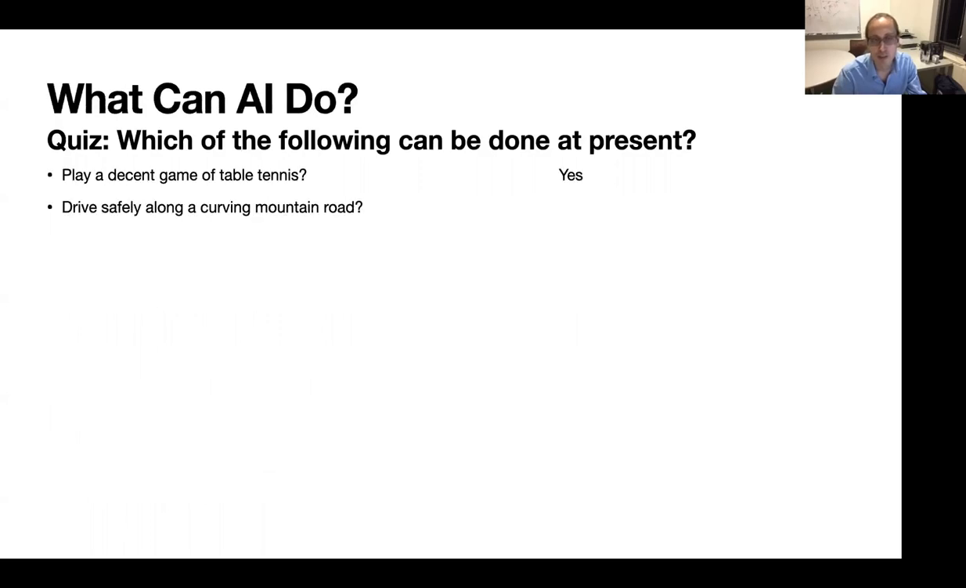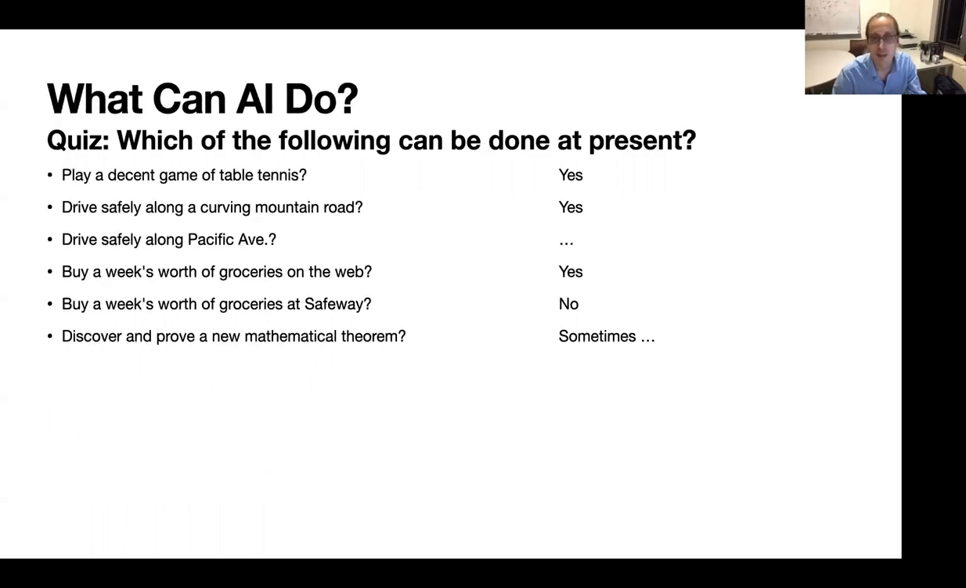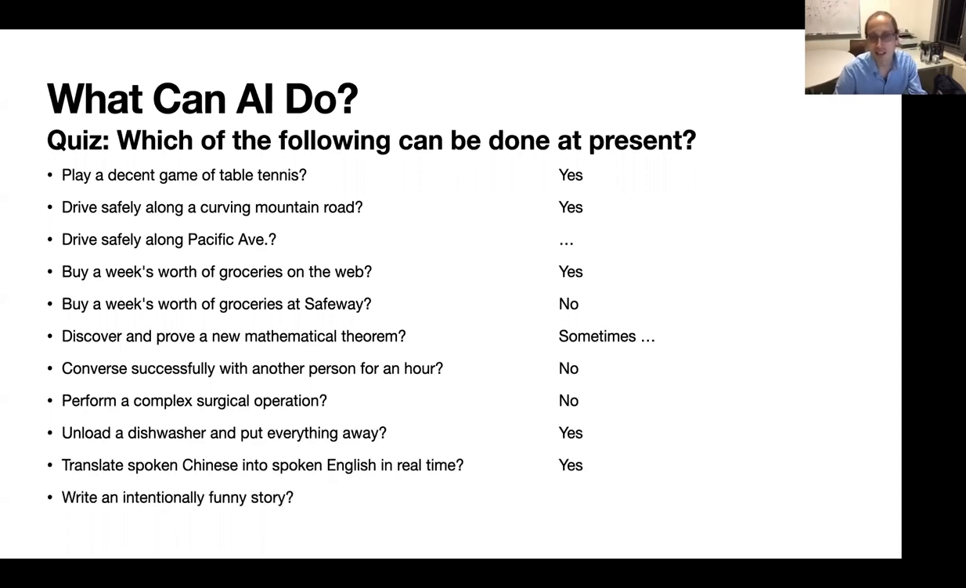So these were the ones. We see there's quite a lot of things that AIs can do already nowadays. This is at present, at the moment. And there's still more that they cannot do that people are working on.